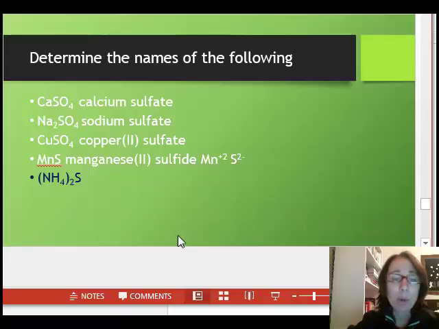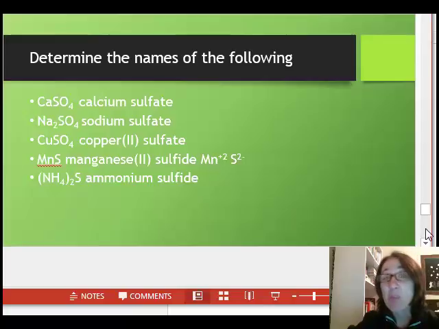Our last example has the ammonium cation and the sulfide anion. Thus, the name of this ionic compound is ammonium sulfide.